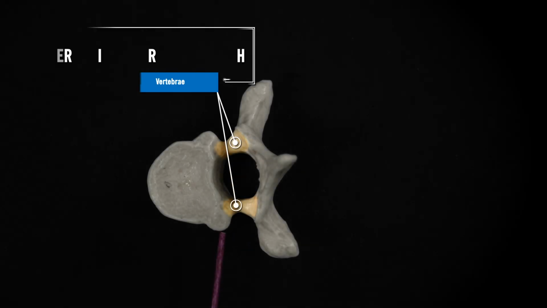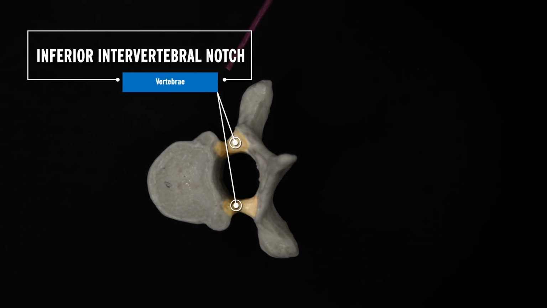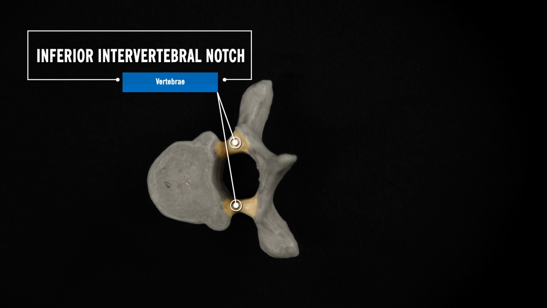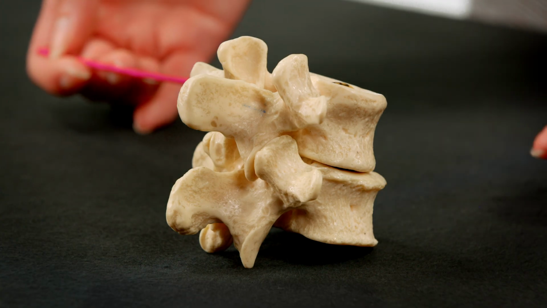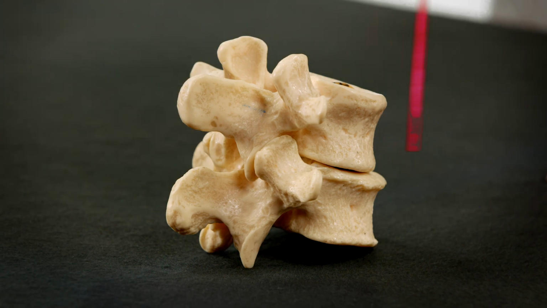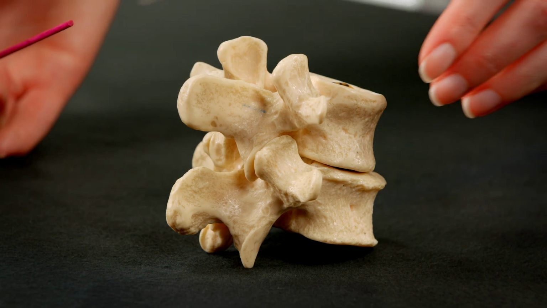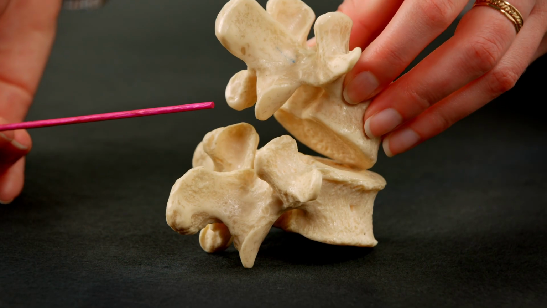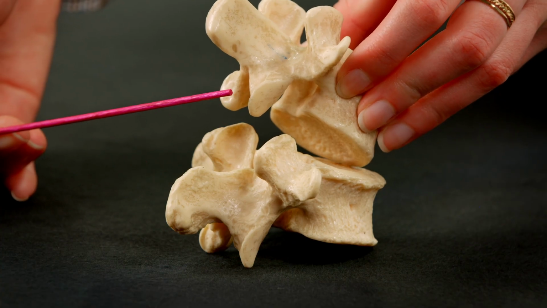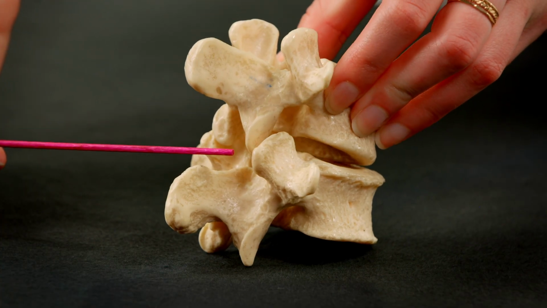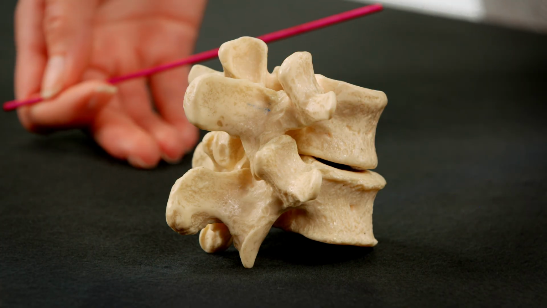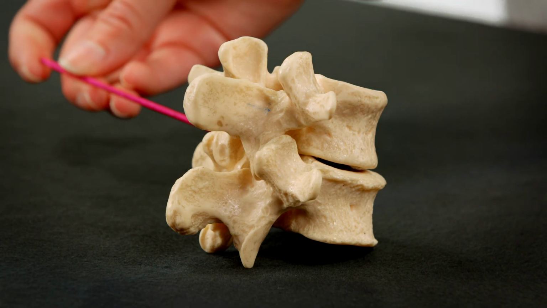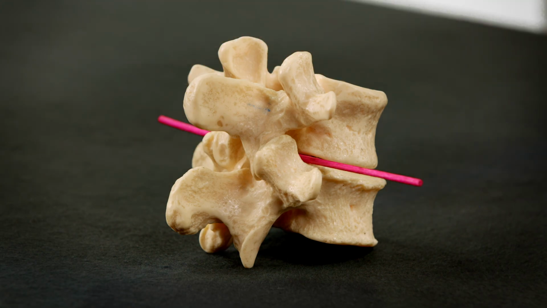This portion here is called the inferior intervertebral notch. When we stack the vertebrae on top of each other, we can see the bodies will line up, and then we can see that the inferior articular facet will articulate with the superior articular facet of the following vertebrae. This space in between the vertebrae is called the intervertebral foramen.